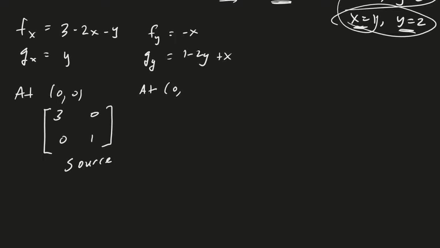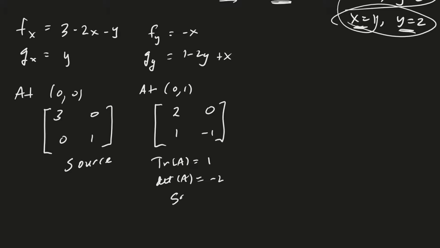At 0, 1, we're going to have, let's see, 2, 0, 1, minus 1. Okay, and so the trace is going to be 2 minus 1, which is 1. Determinant is minus 2. So if the determinant is negative, you don't actually have to get the discriminant because this is a saddle. Okay, let's go to the next one.